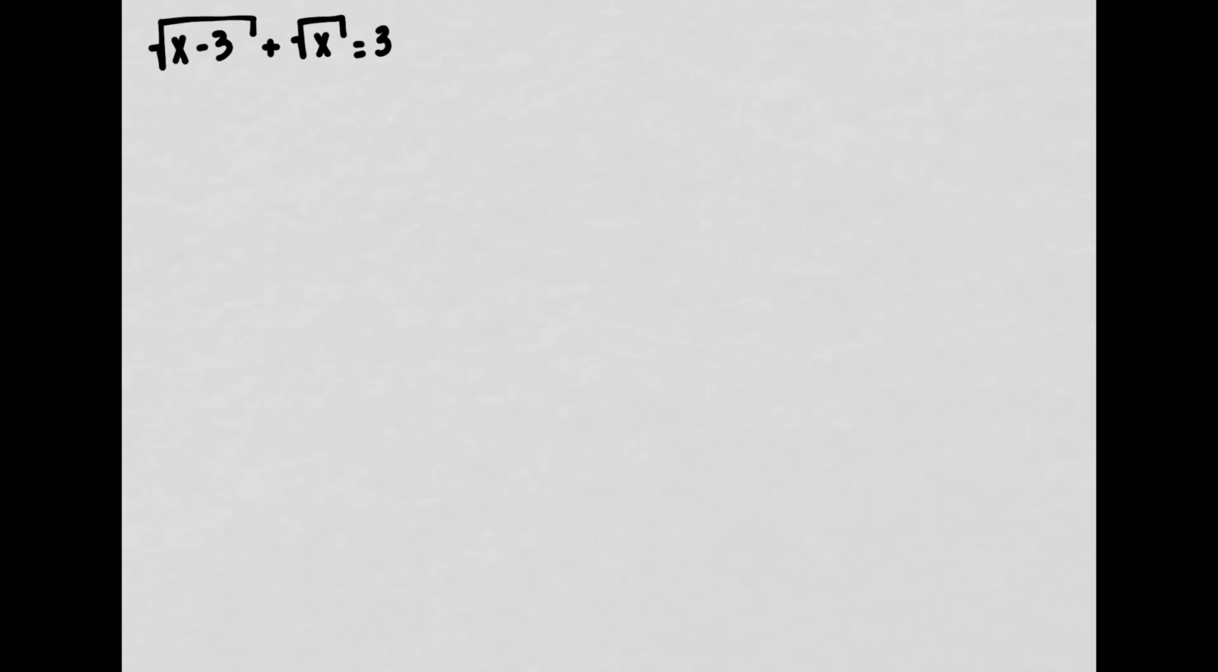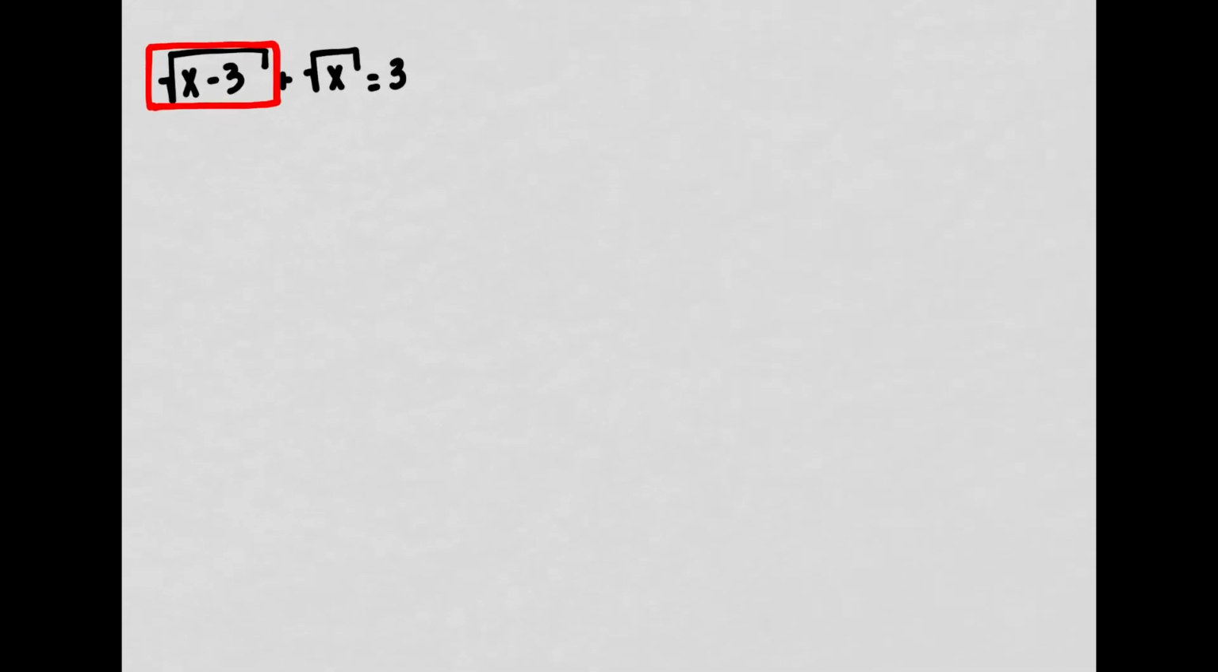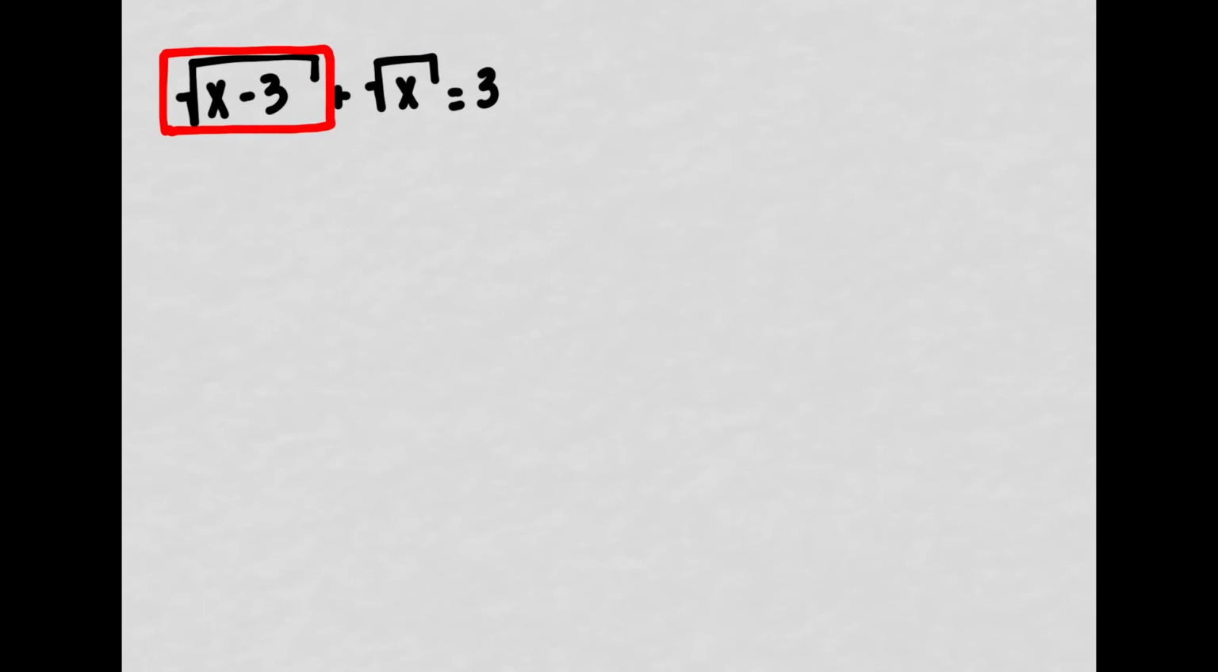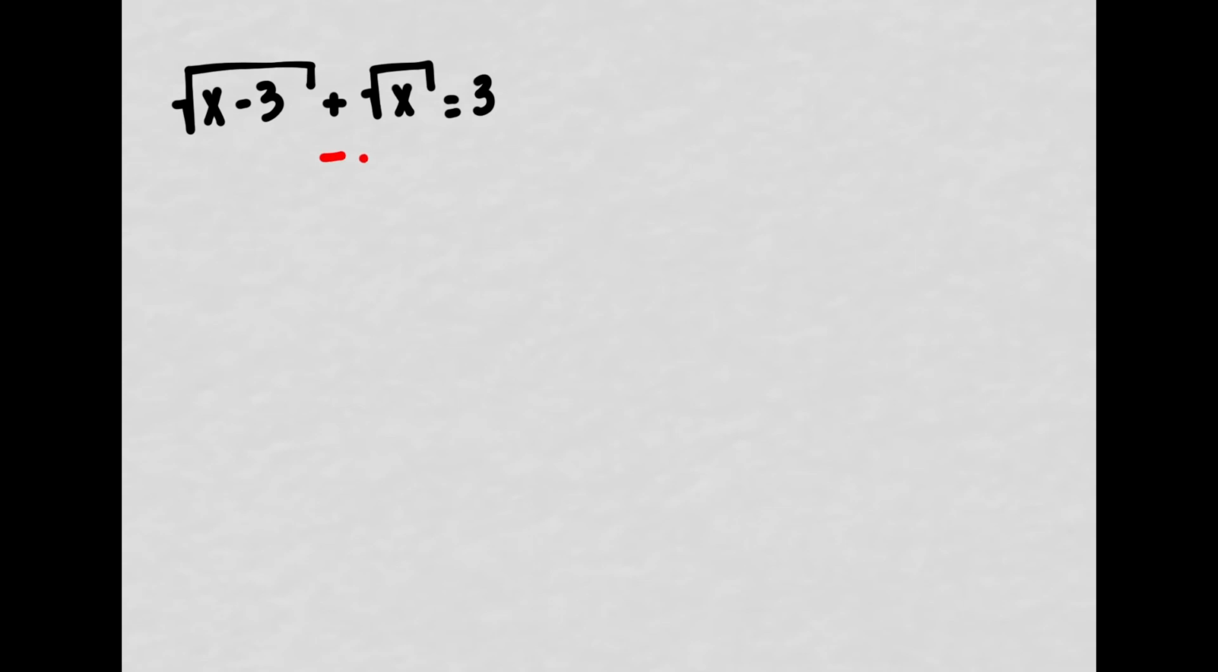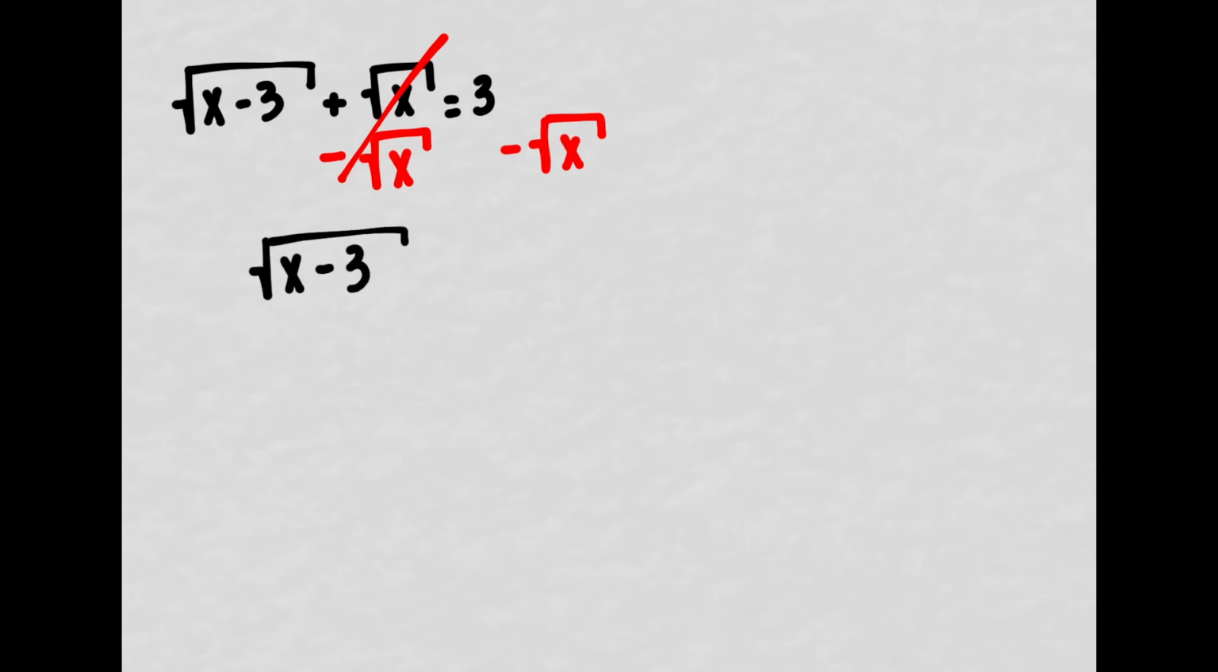So I'm going to isolate the first one right here, which means I need to move this second radical to the other side somehow. And you want to think about it just like how you're solving equations. So in this problem, it is plus the square root of x. So I'm going to do the opposite, and I'm going to subtract the square root of x from both sides. When I do that, on the left side it goes away, and you're only left with the square root of x minus 3 is equal to 3 minus the square root of x.